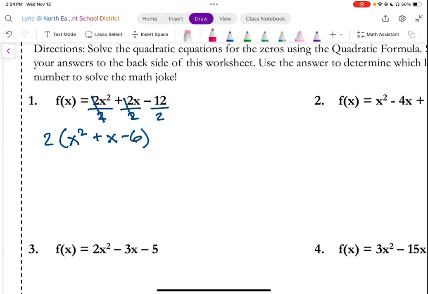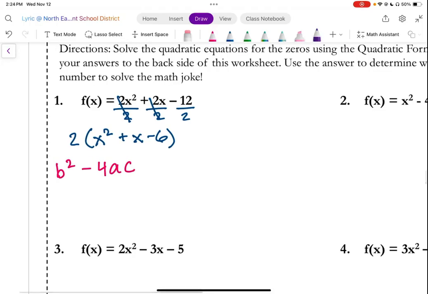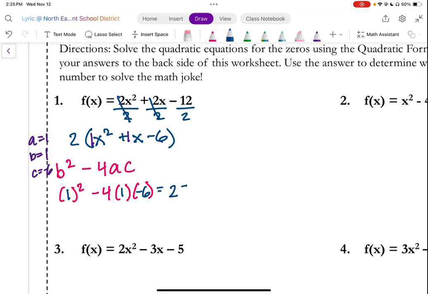From here, we're going to calculate or plug in our numbers to the discriminant, where in this case, we have a of 1, which is right here, b of 1, and c of -6. Plugging these numbers in, we have b squared minus 4ac. We use parentheses for everything we're plugging in. So a is 1, b is 1, and c is -6. When you put this in a calculator, you should get 25.